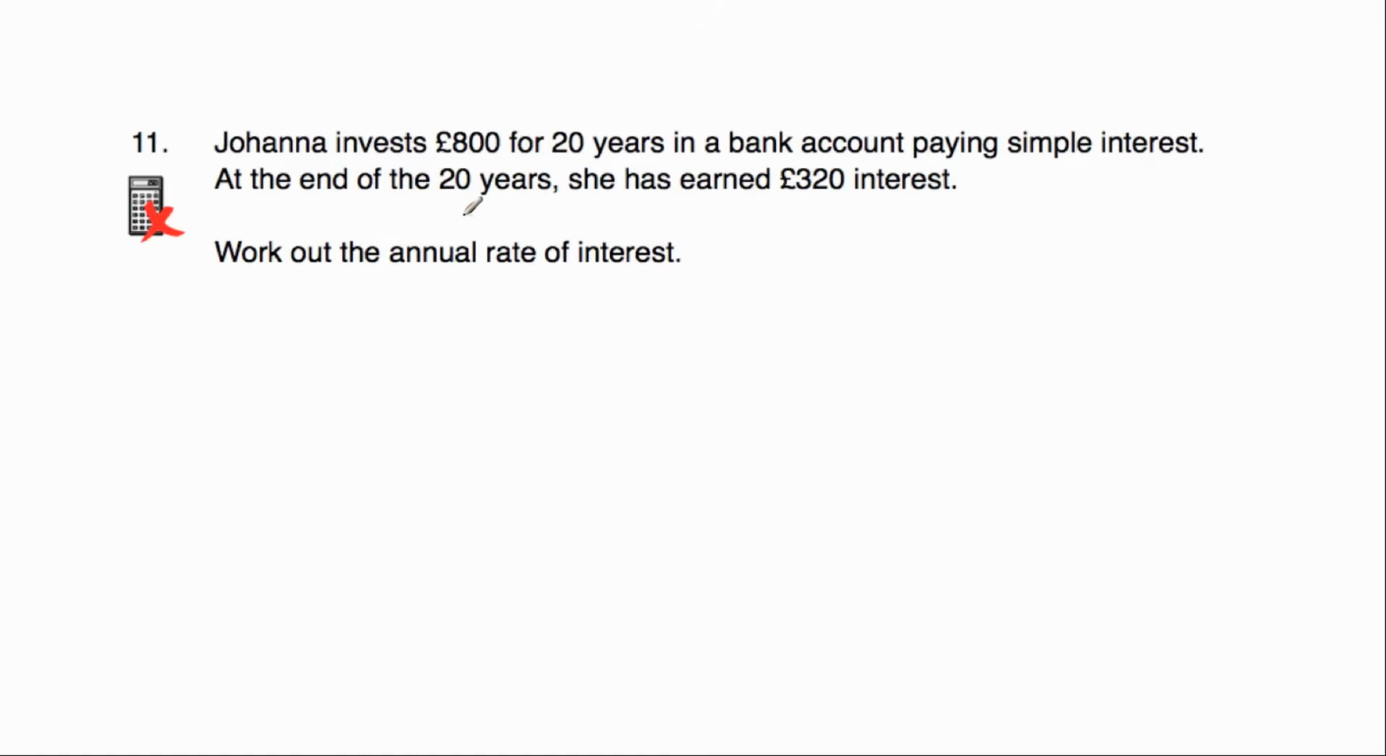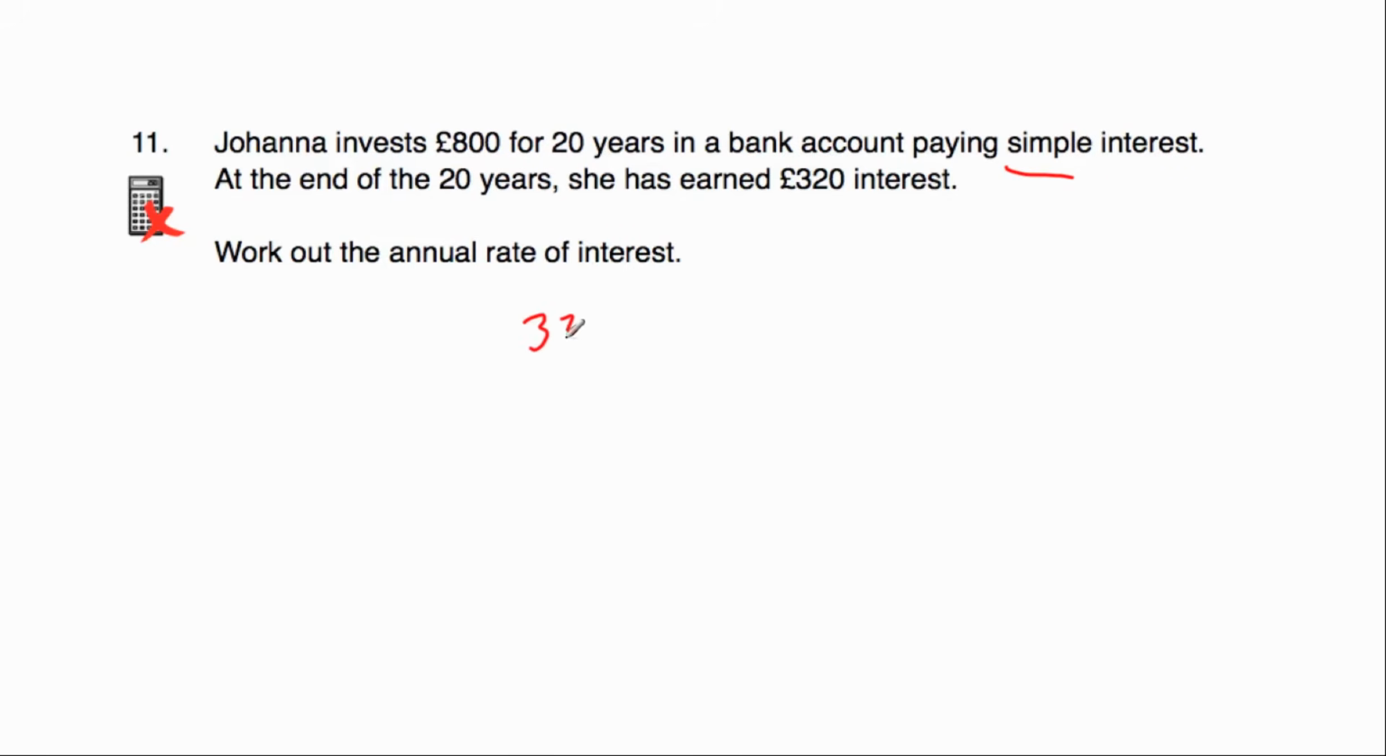So question 11 says, Johanna invests £800 for 20 years in a bank account paying simple interest. At the end of 20 years, she has earned £320 interest. Work out the annual rate of interest. So she's invested the money in an account paying simple interest. So that means if we divide the total amount of interest she's earned by the number of years that she's invested for, which is 20, that'll tell you the amount of interest that she earns every single year.